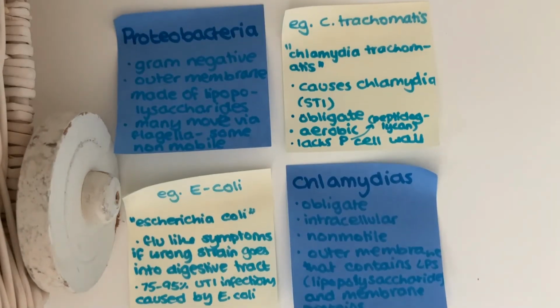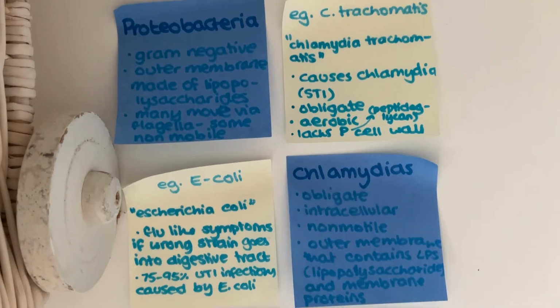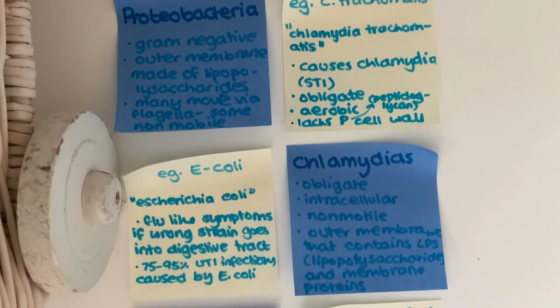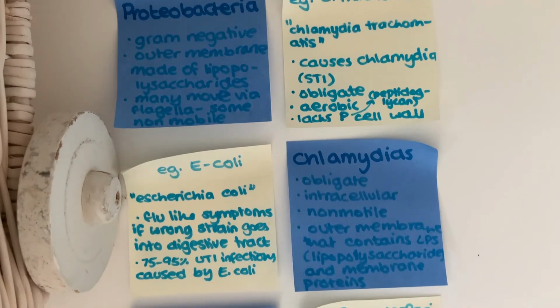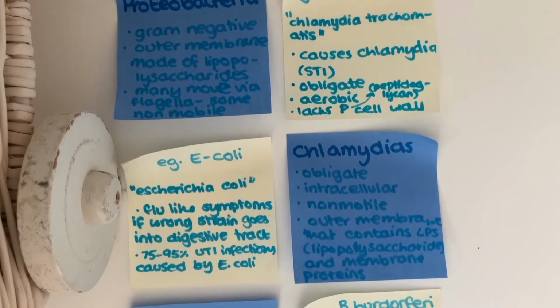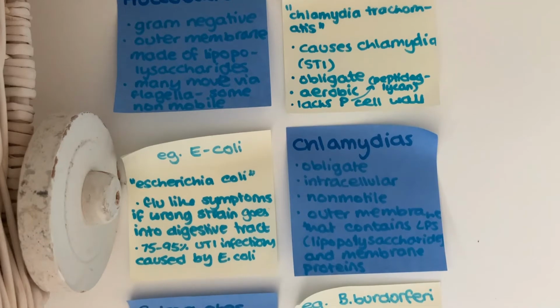Some types of E. coli, or Escherichia coli, are harmless and even help keep your digestive tract healthy. But some strains can cause diarrhea if you eat contaminated food or drink fouled water. 75 to 95% of UTI infections are caused by E. coli.